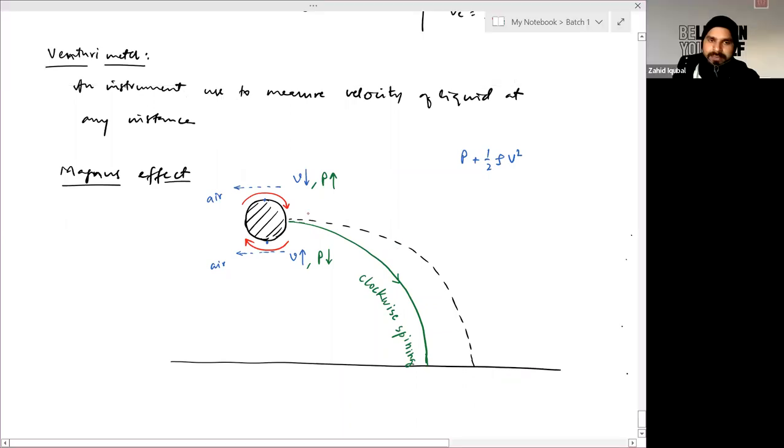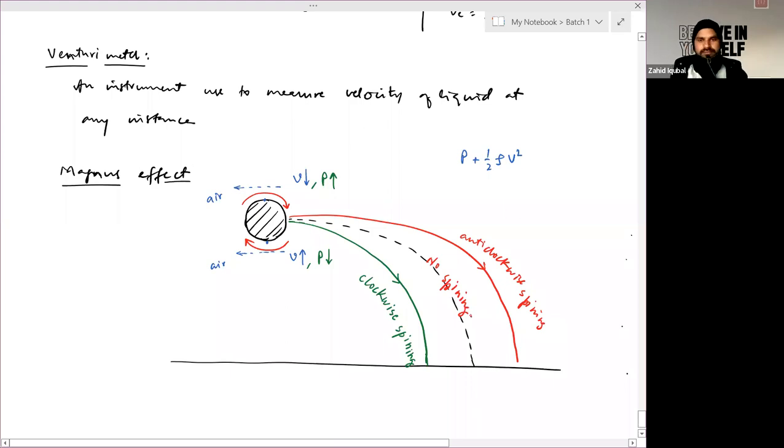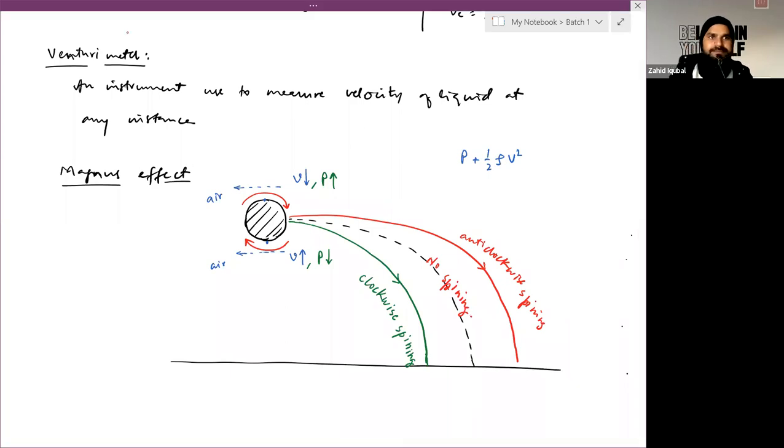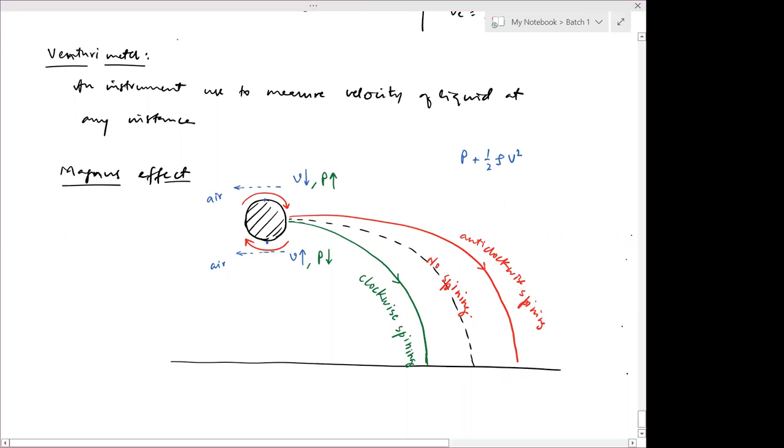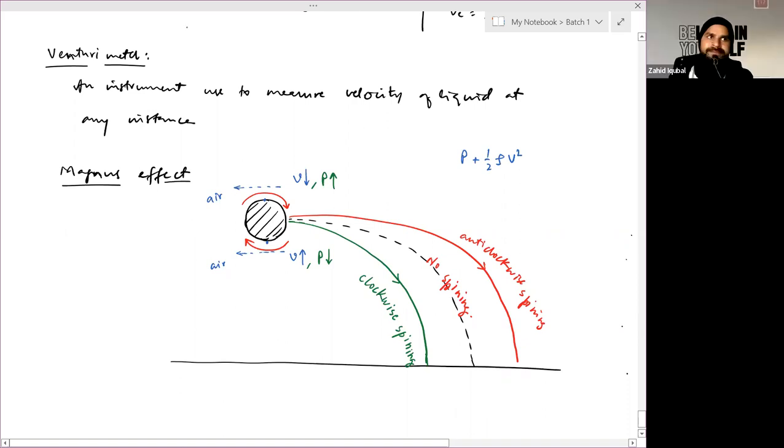And similarly, what will happen if you throw it in anti-clockwise direction? It will follow this trajectory and hit at this point. So this will be a case of anti-clockwise spinning, and the middle part, no spinning. Is it clear? Yes, sir. Okay, just write it down.